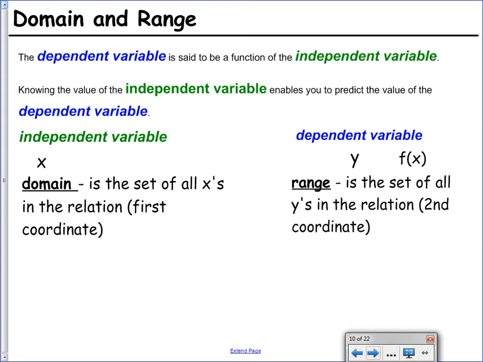So it says here, the dependent variable is said to be a function of the independent variable. Knowing the value of the independent variable allows you to predict the value of the dependent variable. That's just really talking about x, y.